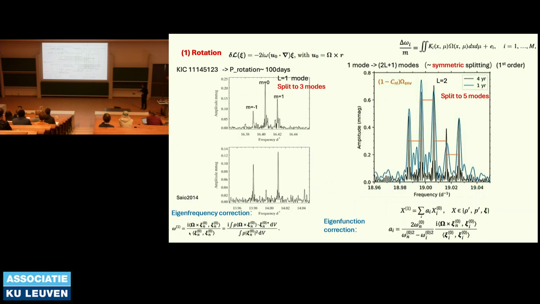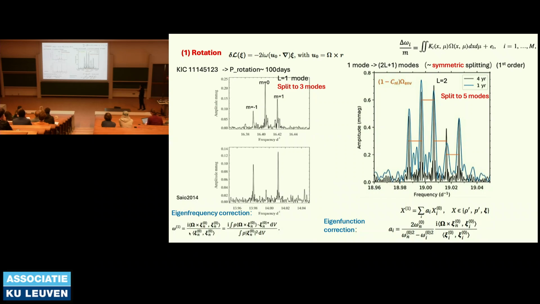So let's start with rotation. Okay, so now the perturbation to the operator is essentially a mean flow U0, which is induced by the rotation. So we now have a perturbation to the eigenfrequency, which can be written as the kernel times the rotation rate. So to the first order, we all know that the l equals 1 mode splits into 3 modes, l equals 2 splits into 5 modes. They are nearly equally spaced. The spacing is approximately 1 minus some constant times the rotation.